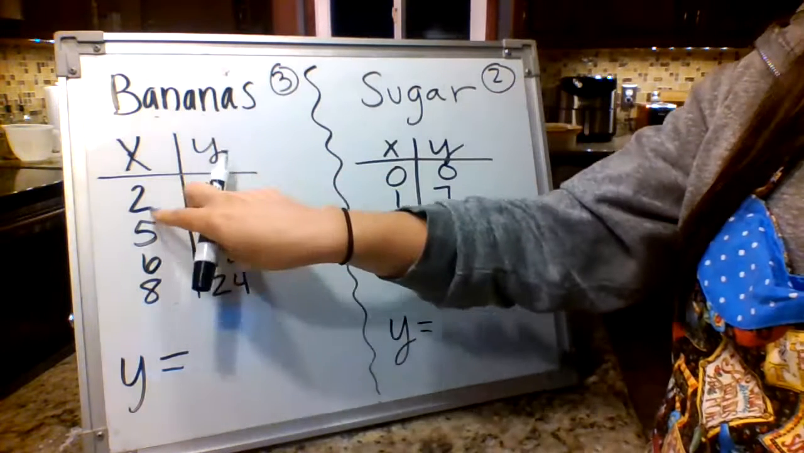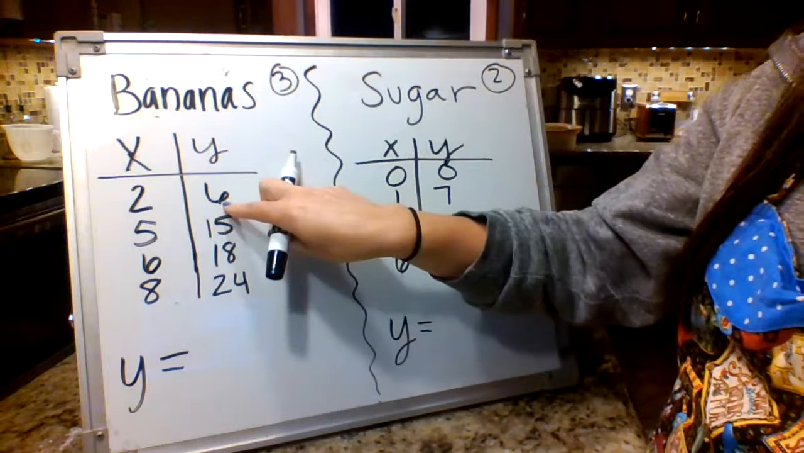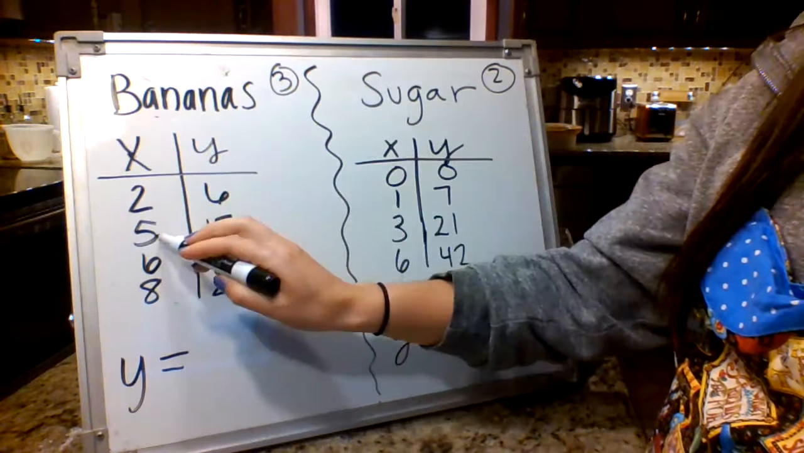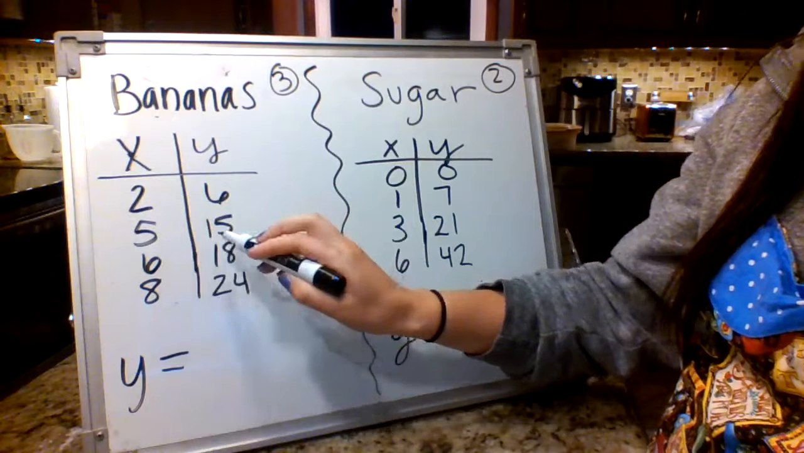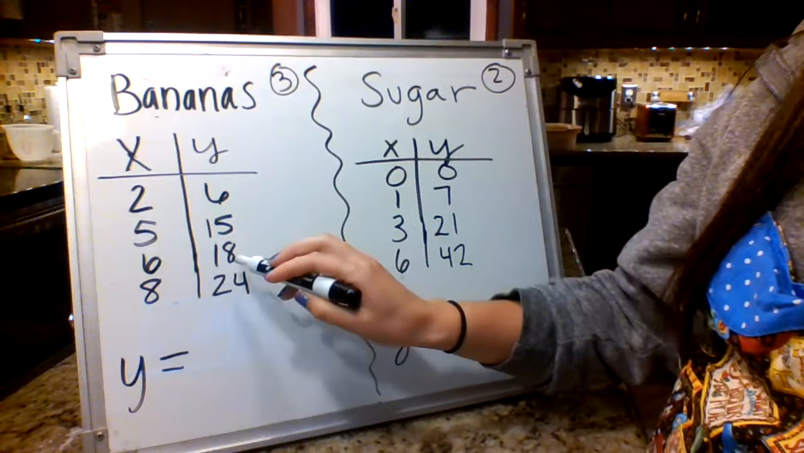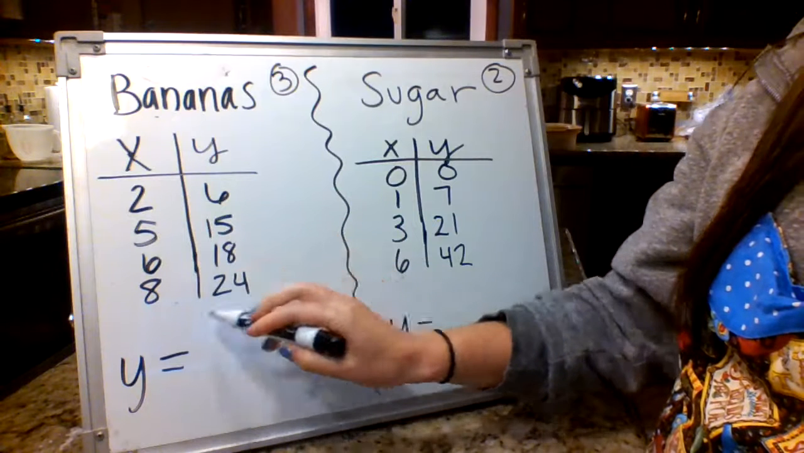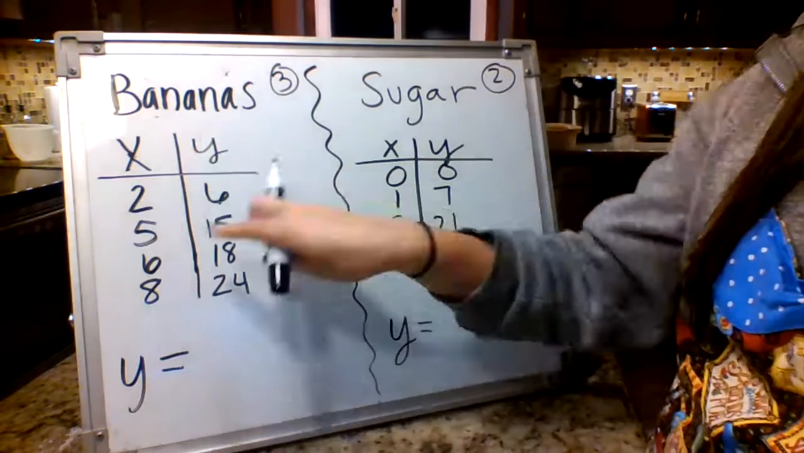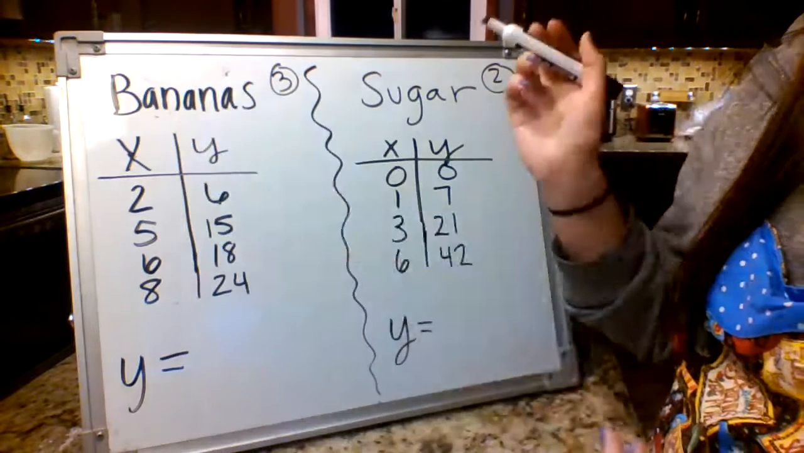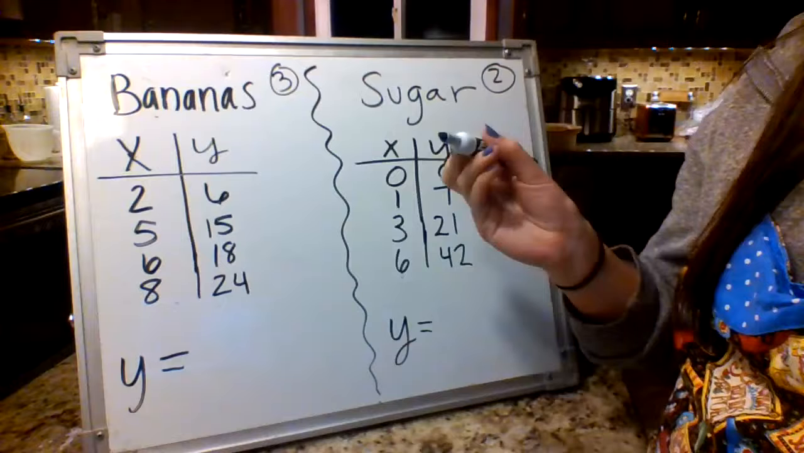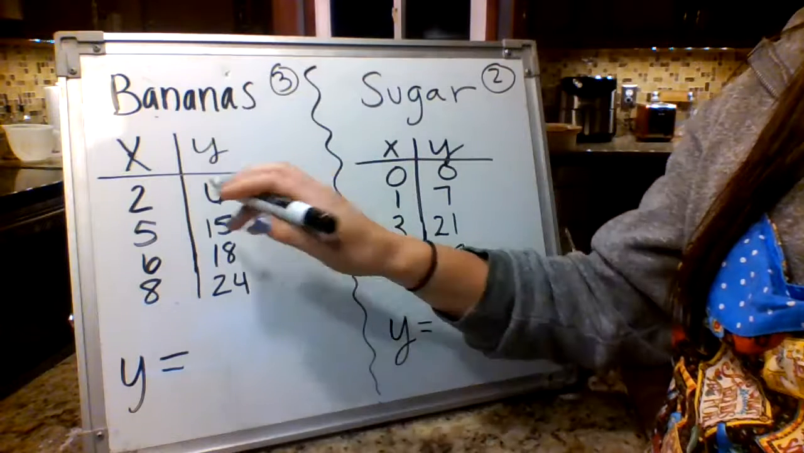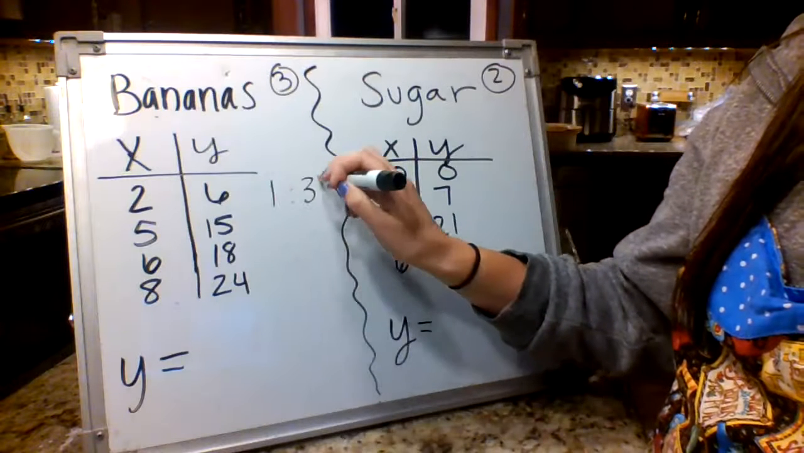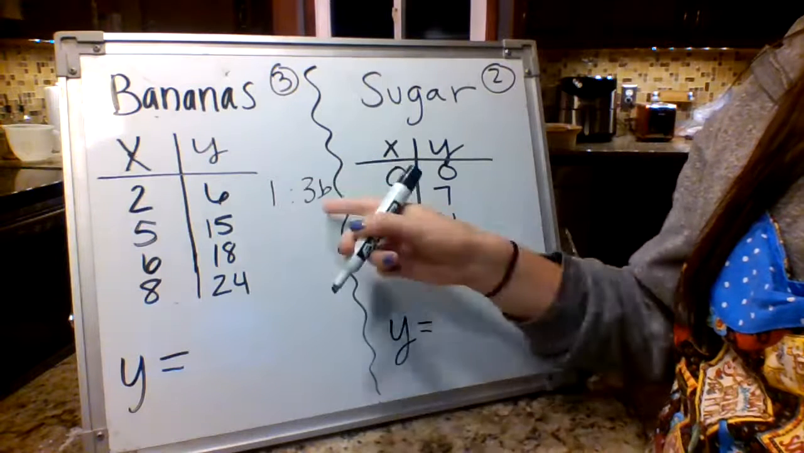If I take X and multiply it by 3, that gives me Y. Let's check and see if that works here. 5 times 3 equals 15. 6 times 3 equals 18. And 8 times 3 equals 24. So we figured out the rule. It's multiply 3 times whatever our batch number is. So that means we know that for one batch, I'm going to need 3 bananas. So one batch for 3 bananas.